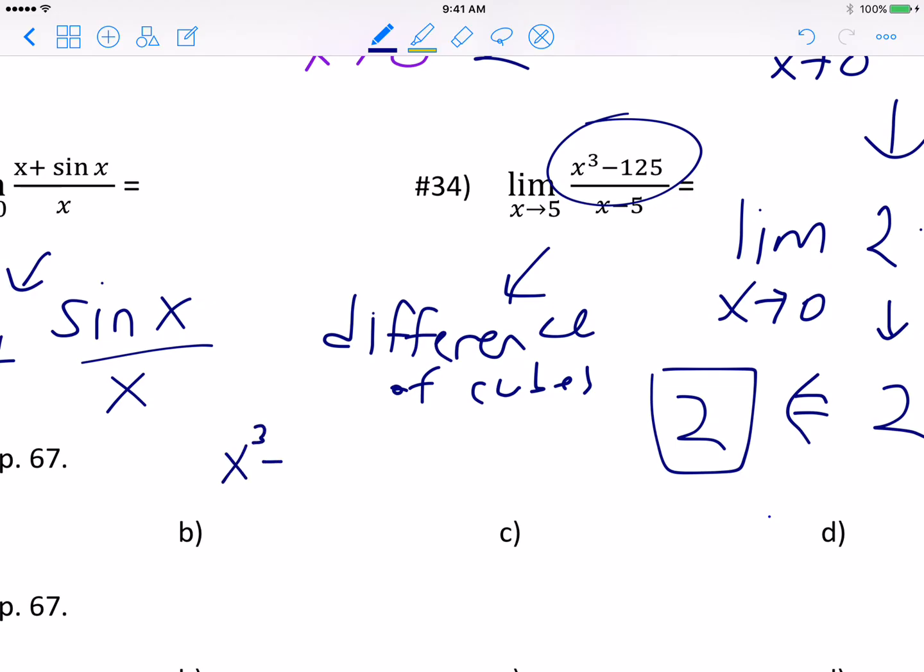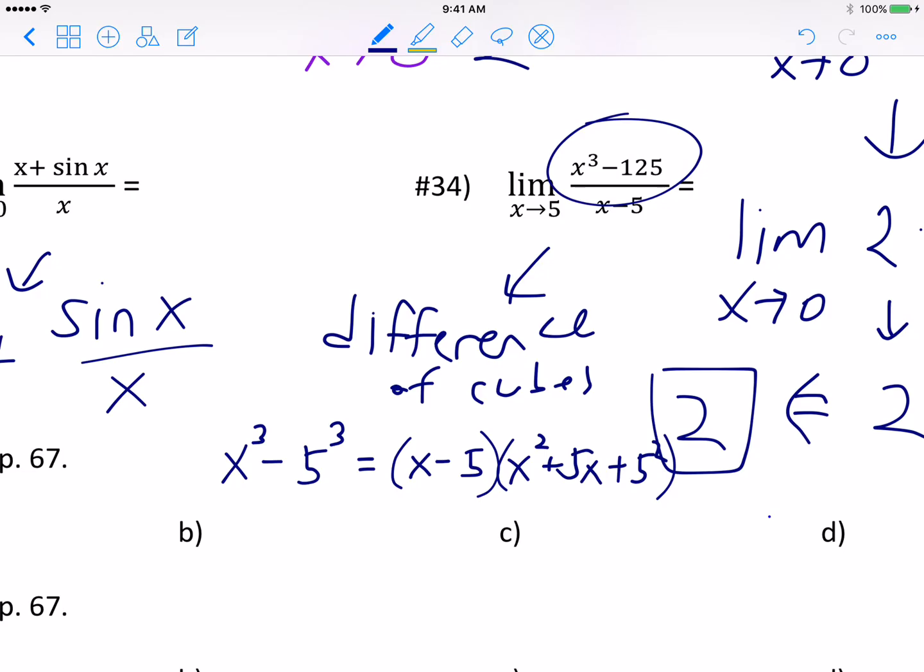Whenever you have a difference of two cubes, let's say x to the third power minus, in this case, 5 to the third power, which is 125, the factors are x minus 5 times x squared plus the product of these two terms, 5 and x, plus the square of the second term, 5 squared, which is 25. So that's my little hint. So go ahead and factor that and then see what happens from there.